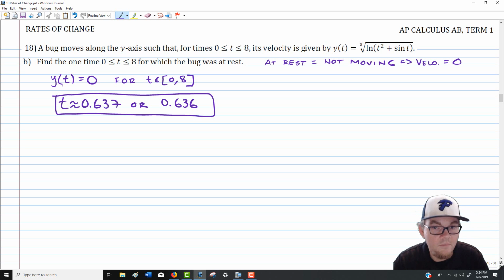Answer, though, we found. The big thing to pull out of that, though, is to remember that if something's at rest, it means the velocity is 0. It's an important thing that's going to come up a bunch as you move forward.